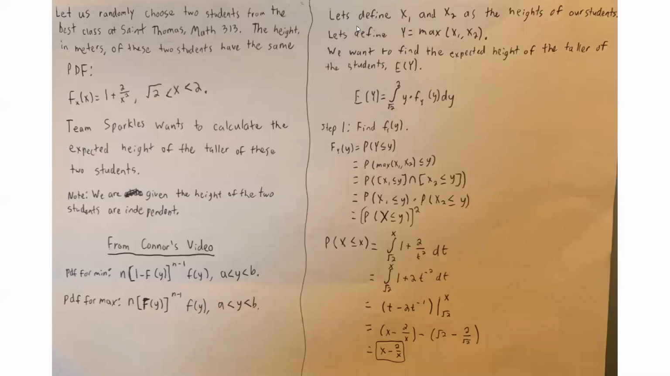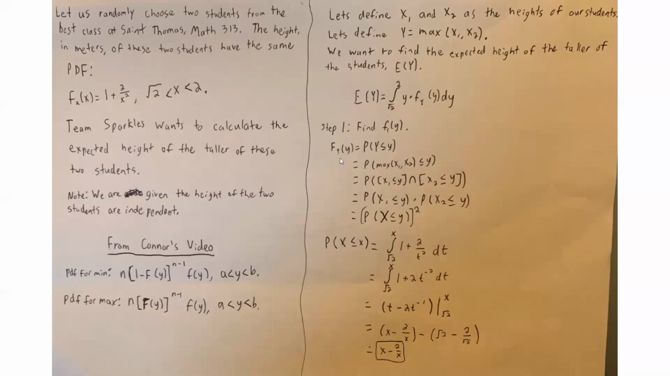In order to do this, we need to find some variables. Let's first define X1 and X2 as the heights of our students, and define Y as the max of X1 and X2. So the expected height of the taller of the students would be the expected value of Y. We know from previous probability examples that the expected value of Y is just the integral from a to b, which in this case is square root of 2 to 2, of y times the PDF of y dy. So obviously we need to find the PDF of Y.